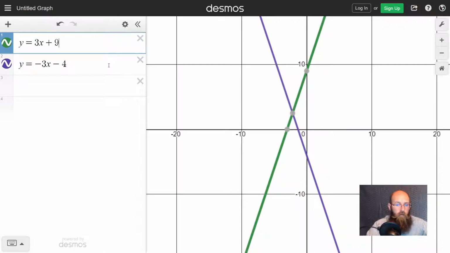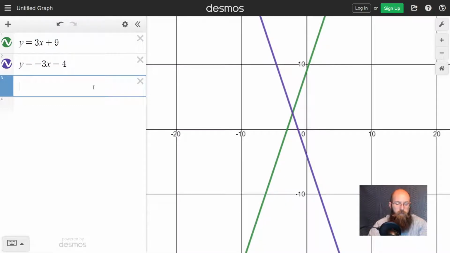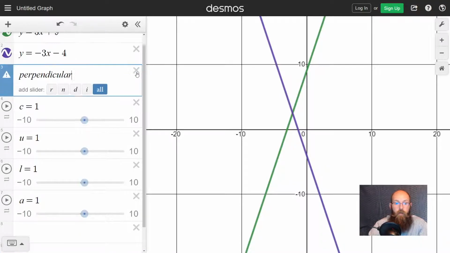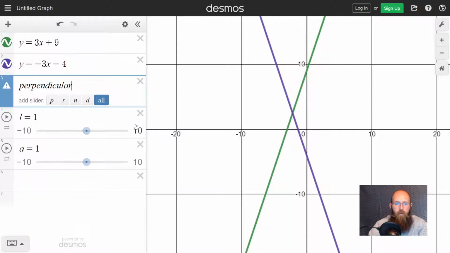So not perpendicular. I could have things that are perpendicular, parallel, or neither.